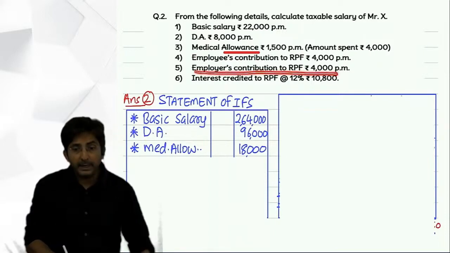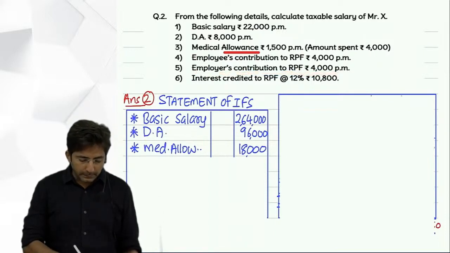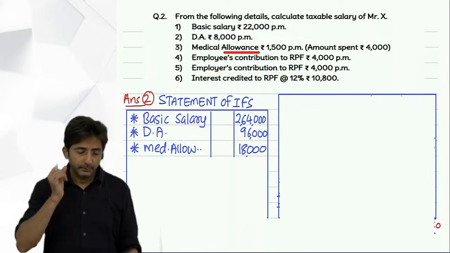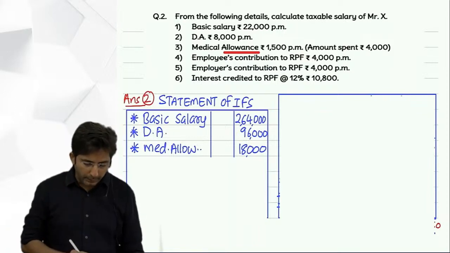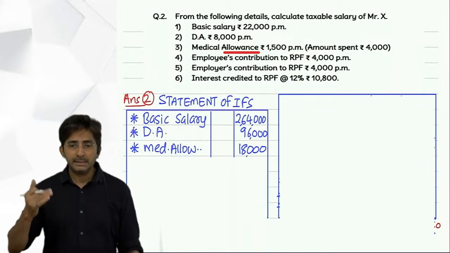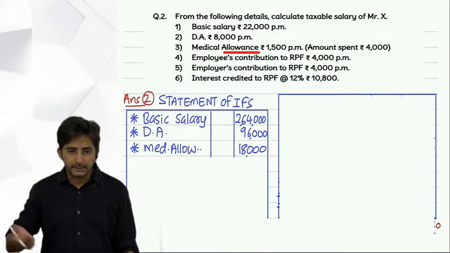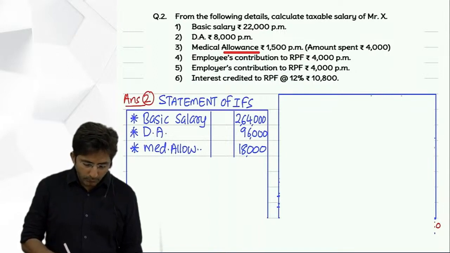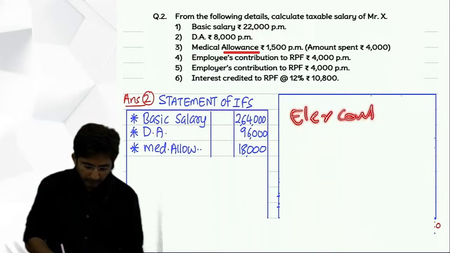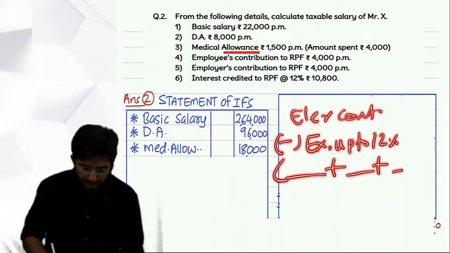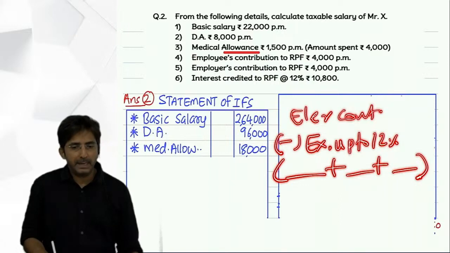Then employer's contribution, this will be recorded separately. Because can you say this comes from basic salary? No, this separately comes from the employer's pocket. So it is a new income for you, you will record. How to record? First you will write it in the inner column. Then less exempt up to 12% of basic salary, DNS allowance, turnover commission. I would suggest you do like this. Always make three dashes like this, and then fill in the blanks.